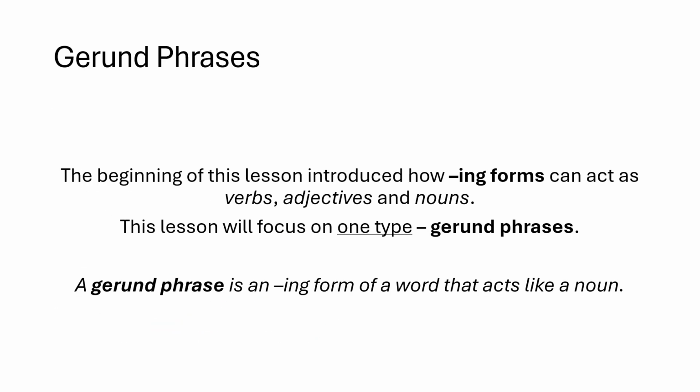The beginning of this lesson introduced how ing forms can act as verbs, adjectives, and nouns. This lesson will focus on one type, gerund phrases. A gerund phrase is an ing form of a word that acts like a noun. In the next section, gerund phrases will be explored as subjects, objects, and complements.